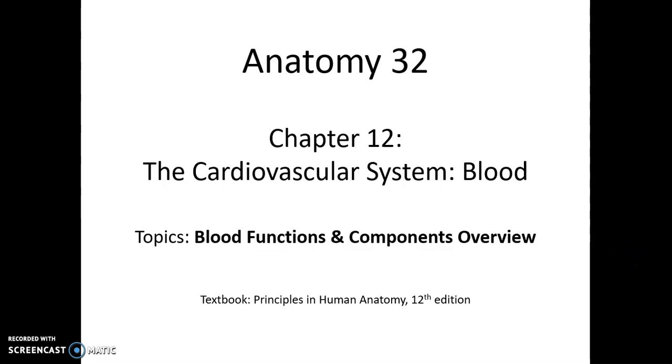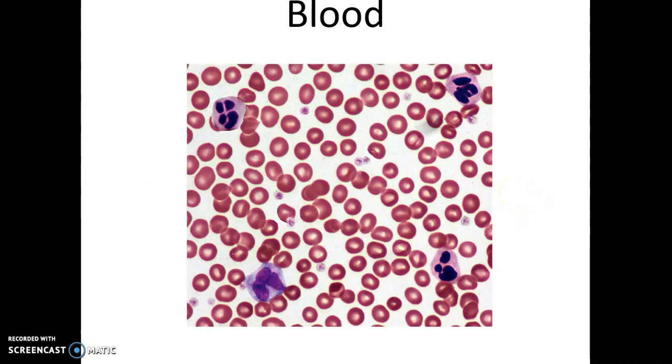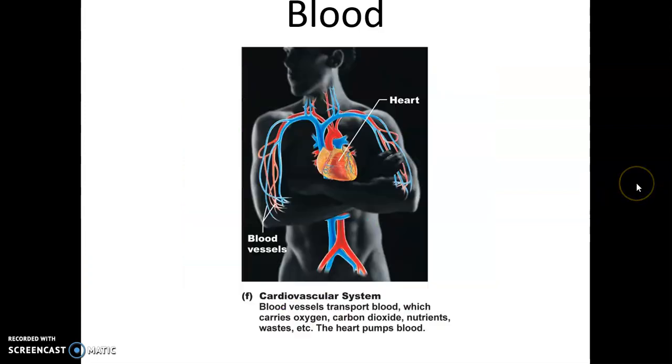Chapter 12, the cardiovascular system, blood. Topics, blood functions and components overview. Here's what the blood looks like under a slide. Lots of different cells. You can tell that the red ones are the most common of the cells.